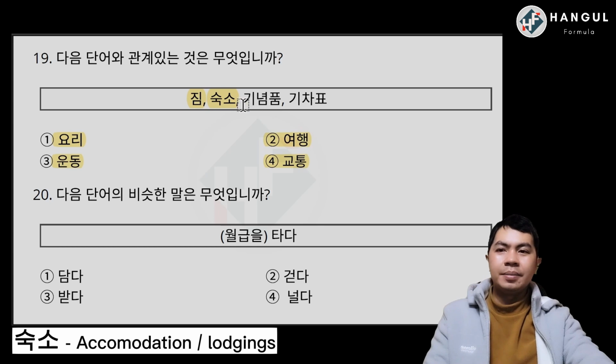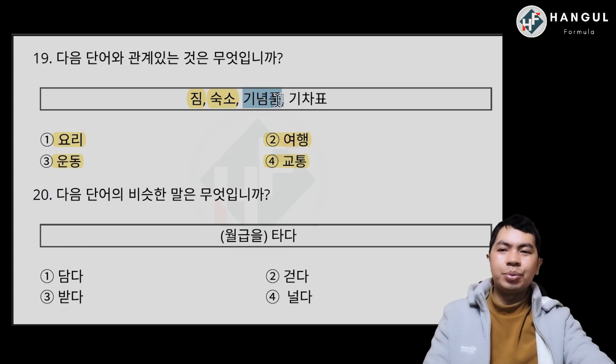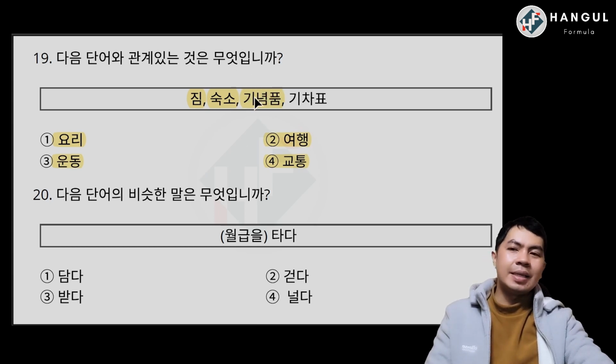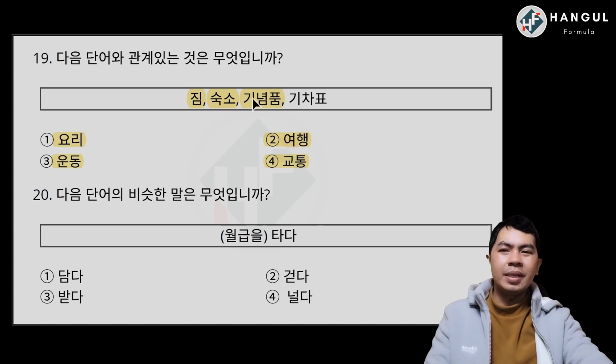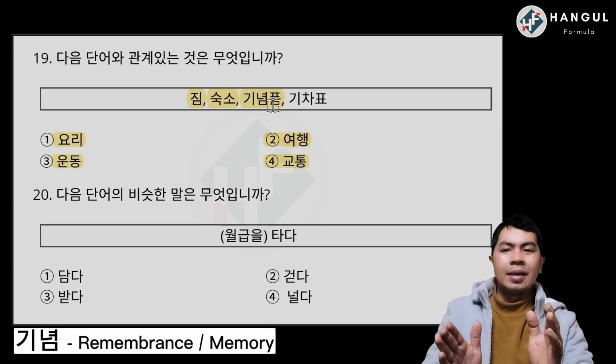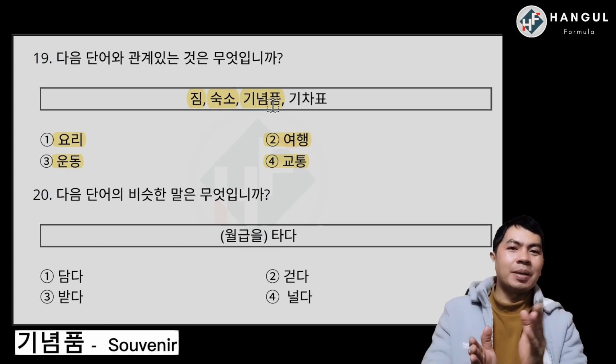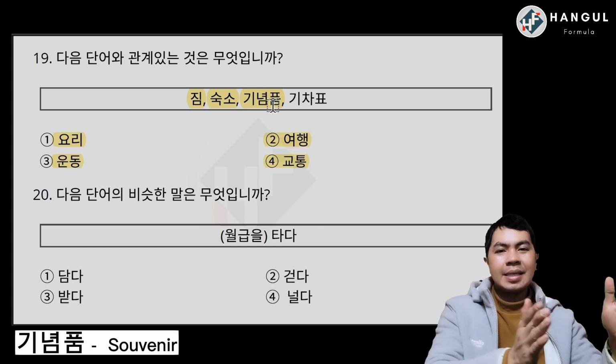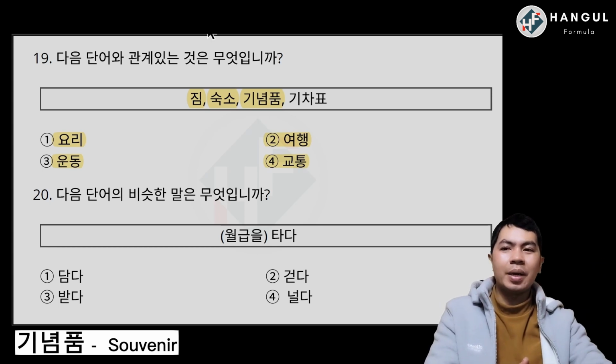Okay? And next is yung kinyompum. So what is this, guys? Kinyompum. Okay, kinyom is about mga memories or mga remembrance, or pum is product. So this is mga souvenir. Yeah. So pag pumunta tayo sa isang lugar, mayroong kadalasan na souvenir shop diyan. So that's why yoheng is still related, or yung kinyompum is also related dito sa yoheng.